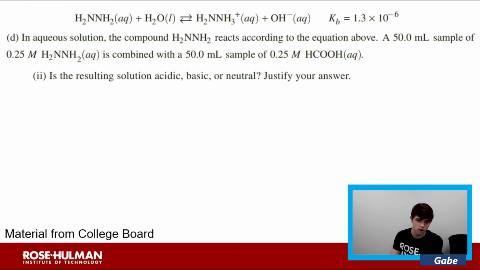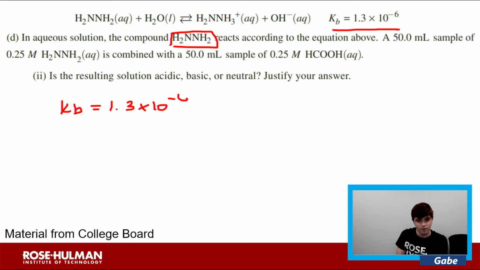All right, part I. Is the resulting solution acidic, basic, or neutral? Justify your answer. Now, I did say that our net ionic equation had a positive and minus that made neutral, but we can't just go off of our charges in the equation. For determining if a solution is acidic, basic, or neutral, we want to look at our Kb and Ka values of the compounds that were mixed together. So in this equation, we're given the Kb value of our base. So we have a Kb of 1.3 times 10 to the negative 6.